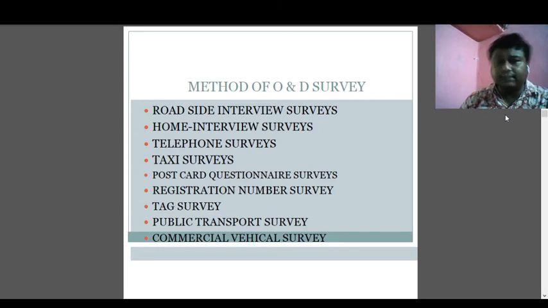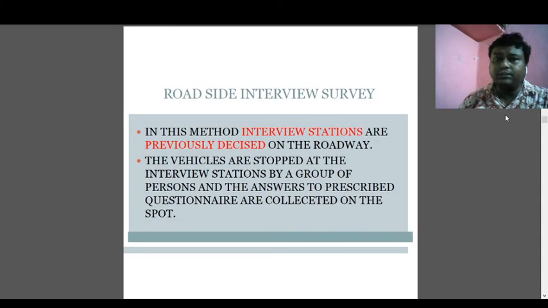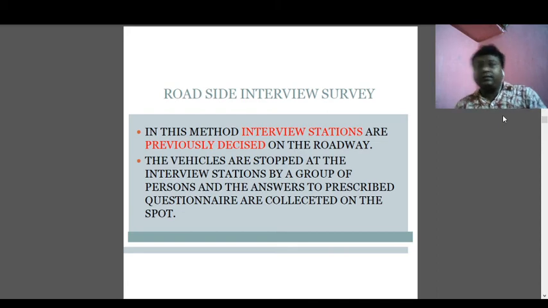But the basic thing will be given in this lecture itself. So the first one is the roadside interview. What is this? In this method, the interview stations are previously decided on the roadway. The vehicles are stopped at this interview station by a group of persons, and the answers to prescribed questions are collected on the spot. It means one spot is selected at the exit point, and at that point some personnel are assigned to ask the commuters a few questions so that the purpose of the study could be served.